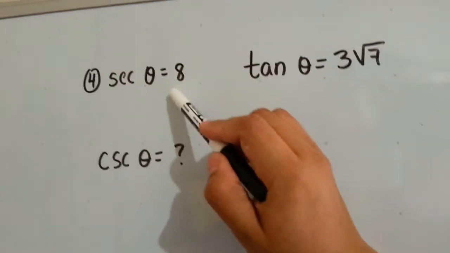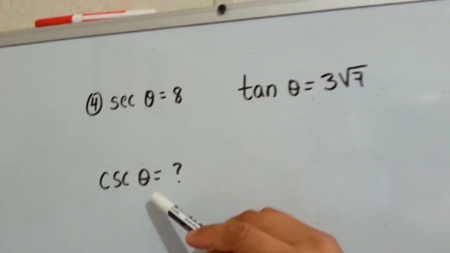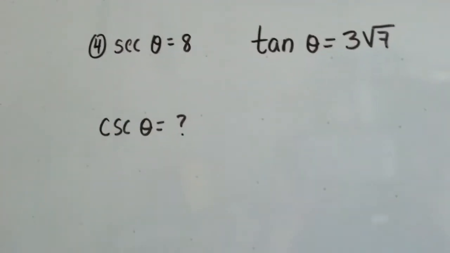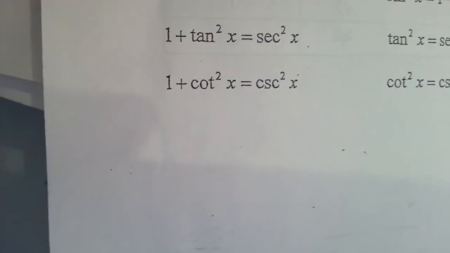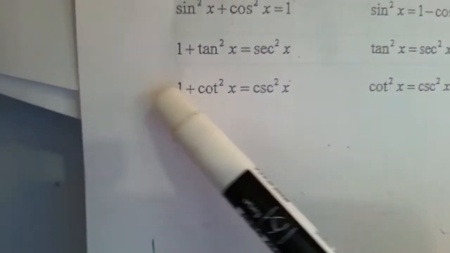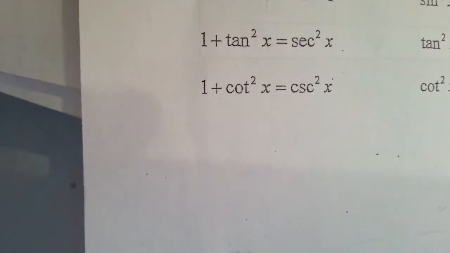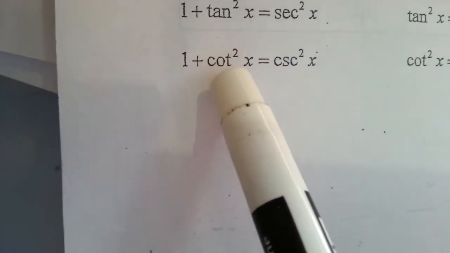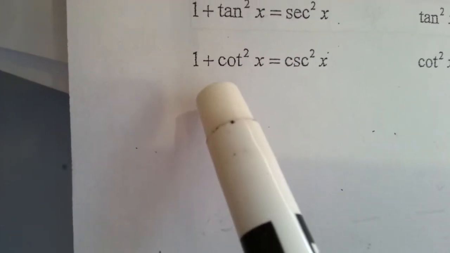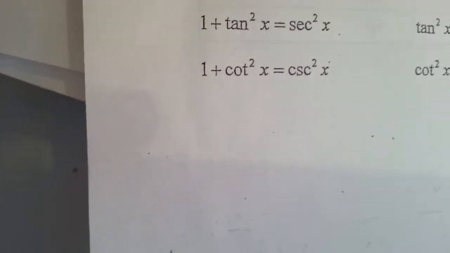Number 4, they give you the secant, they give you the tangent, and they want the cosecant. So let's look at the trig identities. From the trig identities, we know that 1 plus the cotangent squared is the cosecant squared x. So if we have the cotangent, which we do, we have the tangent, so we can take the reciprocal of it. We can find the cosecant.